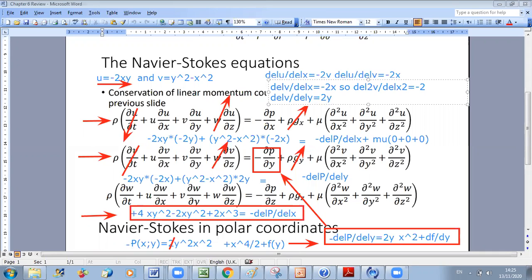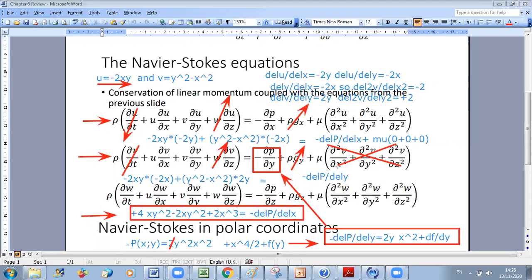And now if I do the second derivative, what will it give me? The second derivative of v with respect to y will give me plus 2, because the derivative of 2y with respect to y is plus 2. So you can see that minus 2 plus 2 will cancel out, and v is not a function of z. So if I replace, this term will cancel because it's plus 2 and minus 2.